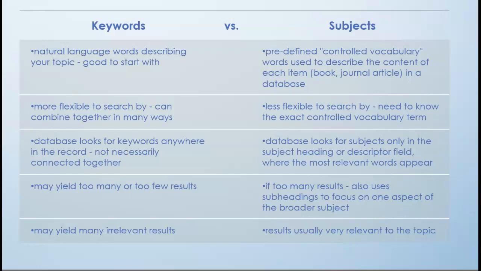A database looks for keywords anywhere in the record, so the title, author, abstract, or other information. Whereas for subject headings, databases look only in the subject heading field in the record. Oftentimes when you use keywords, you get far too many results to review. And if you use subject headings, you can get far less because they're very specific. Keywords can give you a lot of irrelevant results because word usage varies, whereas with subject headings, the results are usually very relevant to your topic.